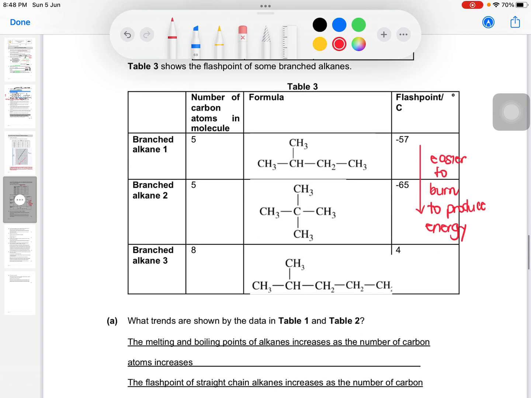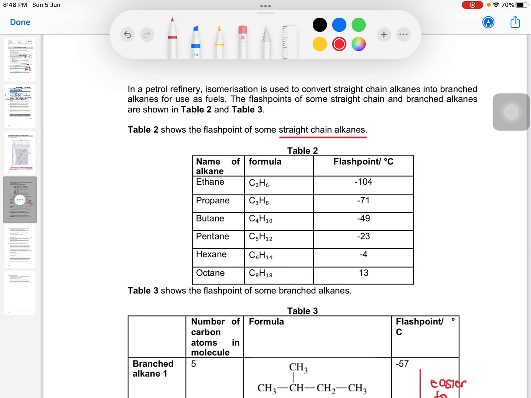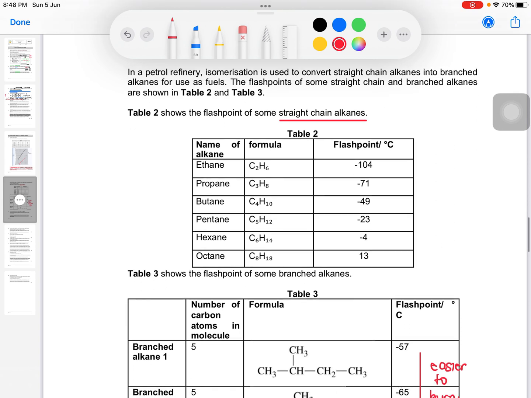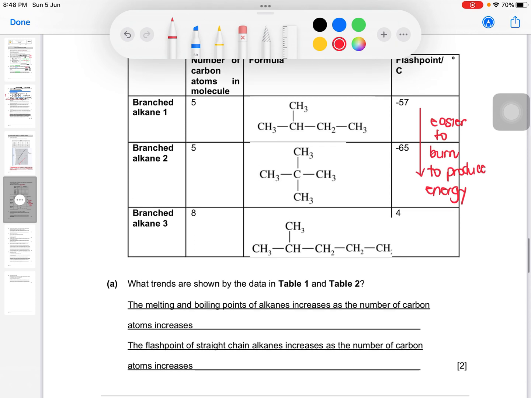So generally for table 1 and table 2, the melting and boiling points of alkanes increase as the number of carbon atoms increases. Table 2 talks about the flash point. The flash point increases as the number of carbon atoms increases.